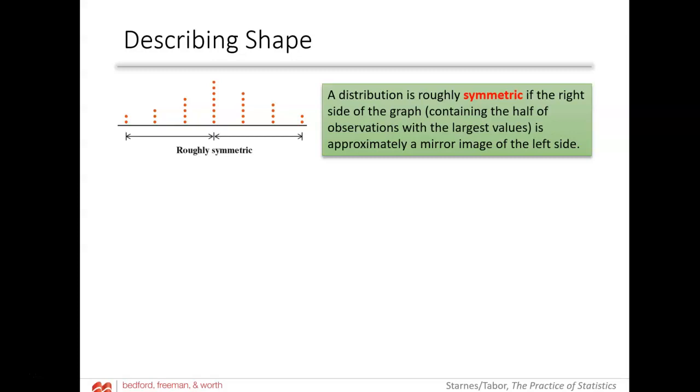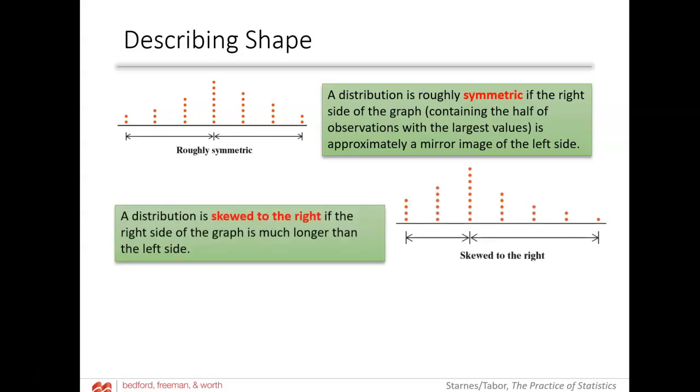So now we're going to talk about how do we describe that shape. So it is roughly symmetric if the right side of the graph, containing half the observations, is approximately a mirror image of the left side. So we're looking for symmetry where there's a peak in the middle. Now, this always confuses kids because it's kind of opposite of what some of you think. A distribution like this is called skewed right. And you'll notice that the length from the middle, which we're going to talk about as the median in a moment, or maybe tomorrow, I forget, coming up soon, the median to the right is a longer section than the median to the left. So that's why it's skewed right.